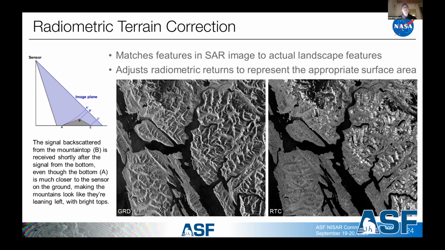So once RTC is complete, you can see here in the image on the right, we now have mountains that look like they are where they should be if you're looking down from above. And the front sides and the back sides of the mountains have much more similar radiometric signatures than they did in this original image.